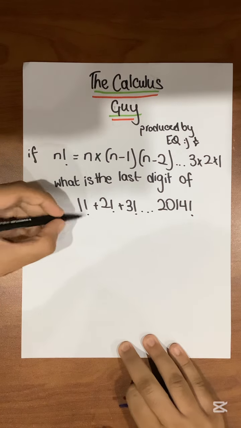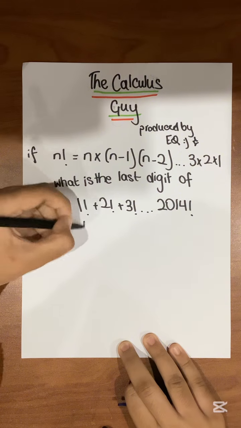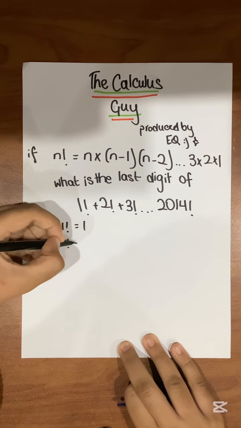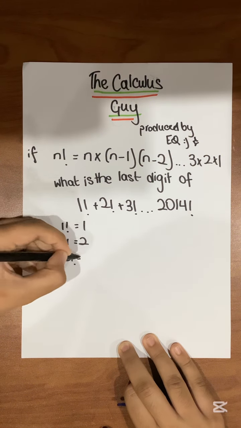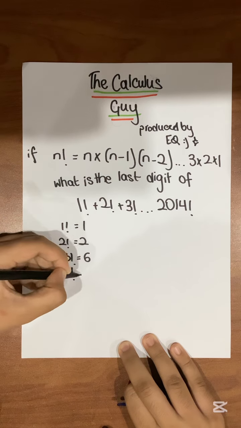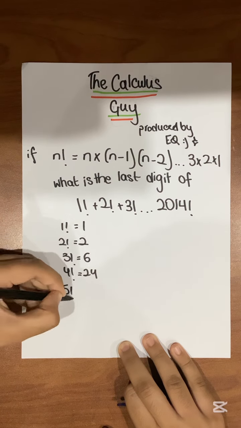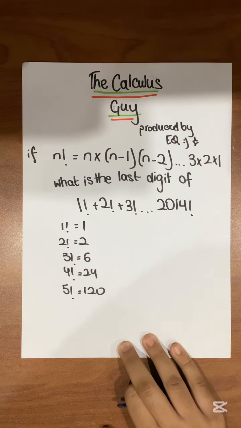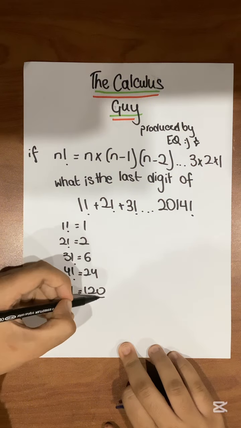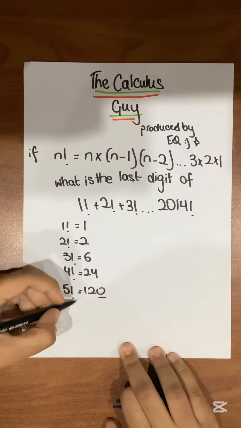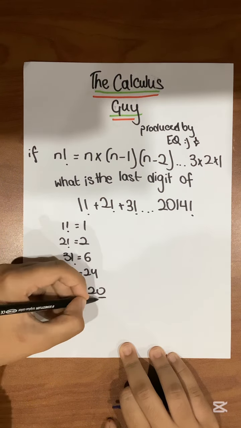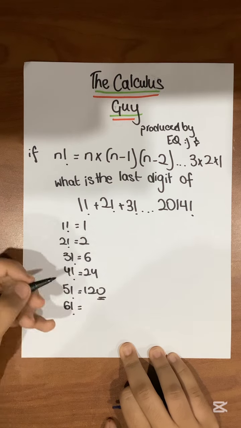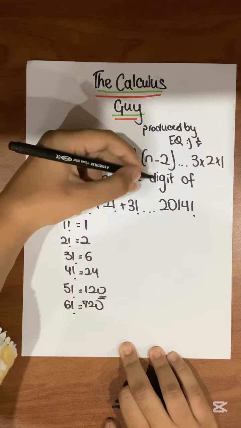First, let's write down factorials of some early numbers here. 1 factorial is 1, 2 factorial is 2, 3 factorial is 6 because 3 times 2 is 6, 4 factorial is 24, 5 factorial is 120. Let me stop here. You know why? Because you see, the last digit here has gotten to 0. And now whatever factorial you have next, whatever it multiplies the 0 by, it will always be 0 in the end. So that will not count towards the last digit.